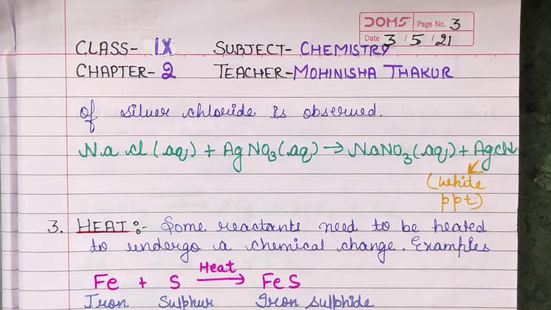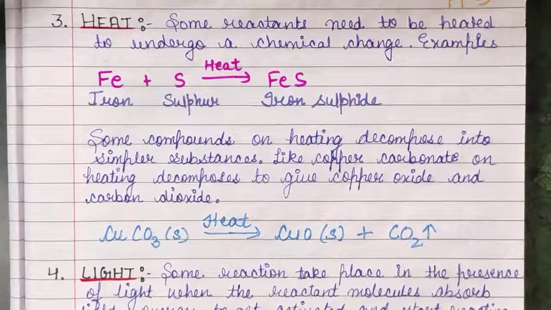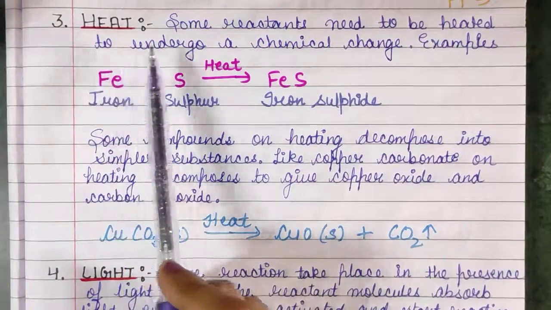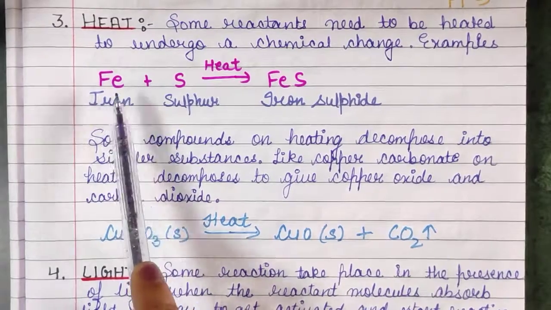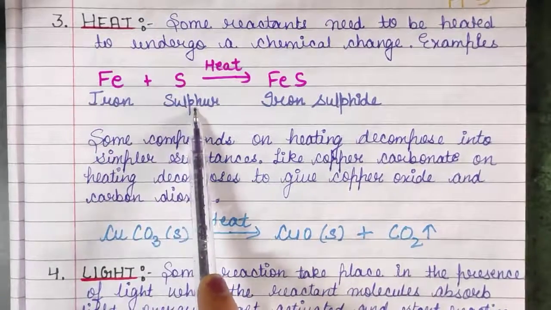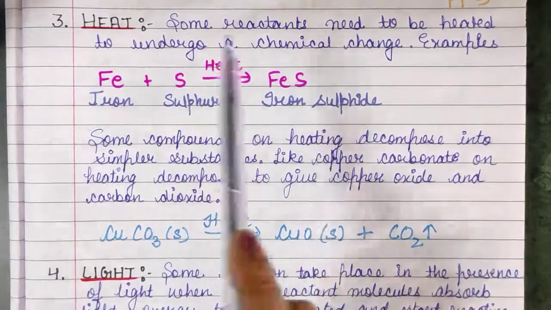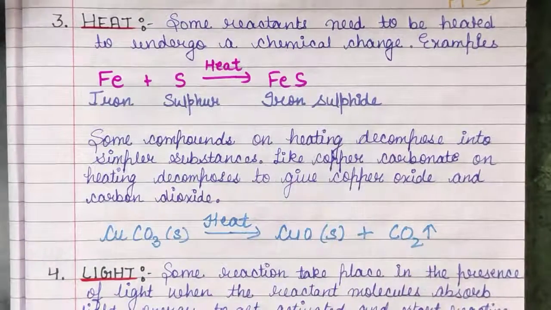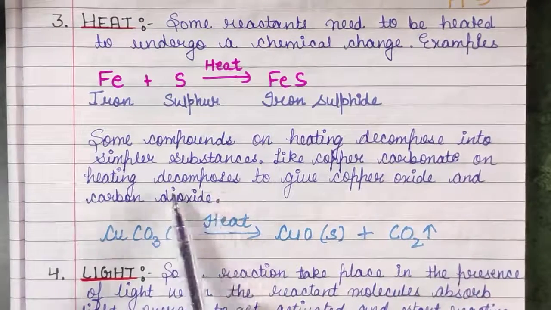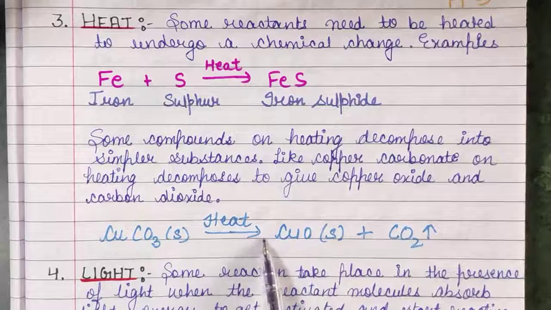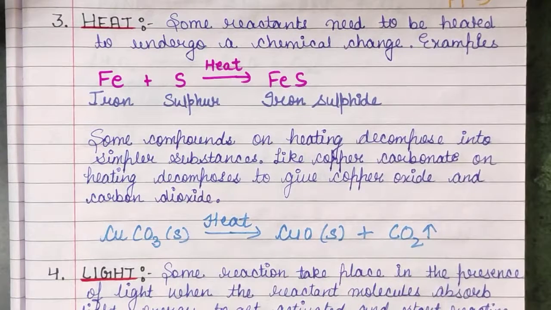Now move on to the third condition, which is heat. Here some reactants need to be heated to undergo a chemical change. Example, Fe, that is iron, when heated with sulfur, that is S, will give iron sulfide. Some compounds on heating decompose into simpler substances, like copper carbonate on heating decomposes to give copper oxide and carbon dioxide. Now move on to the fourth condition, which is light.